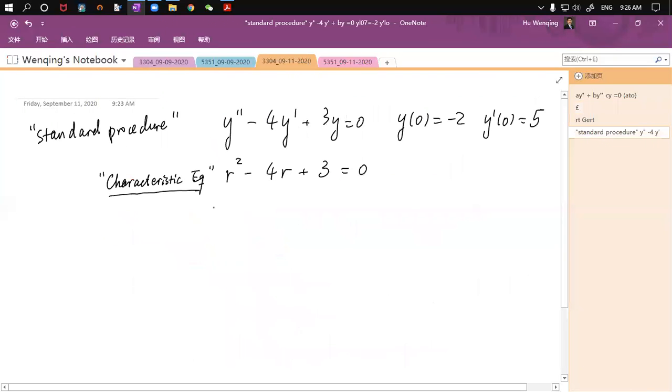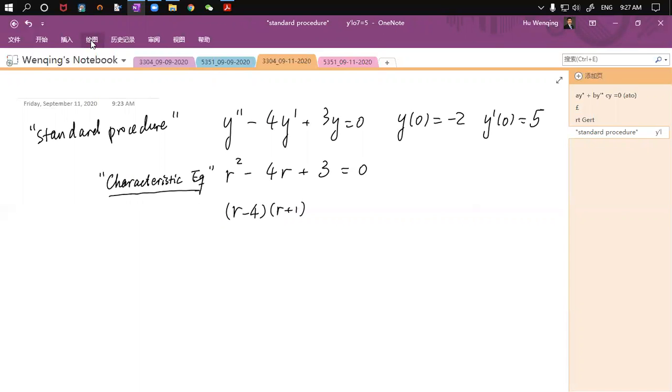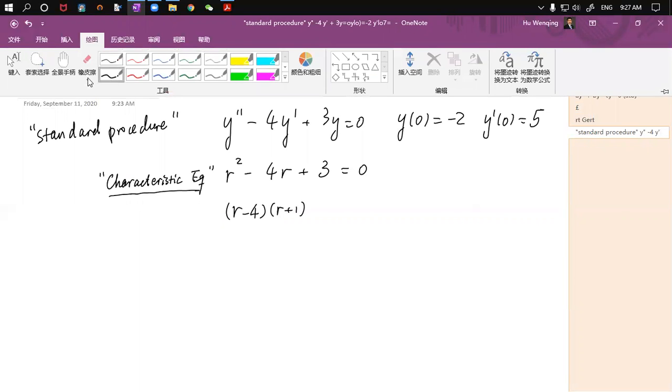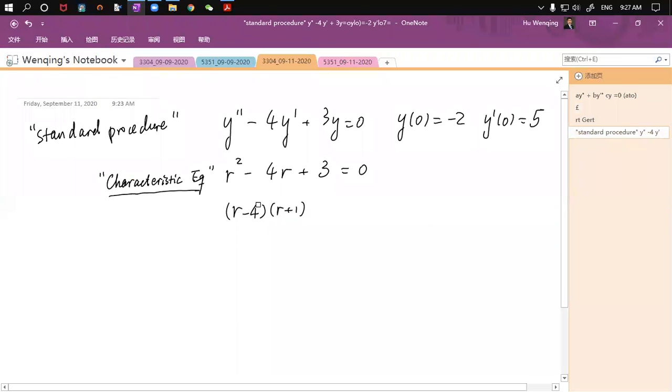Then you solve the characteristic equation. Basically, this is like r minus 1, r minus 3 is equal to 0. So that's the solution to this problem. That means r1 is equal to 1, r2 is equal to 3.